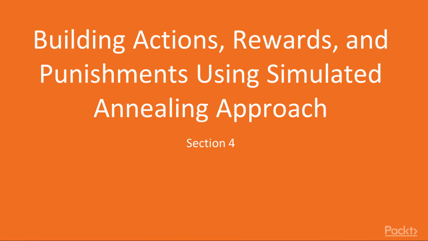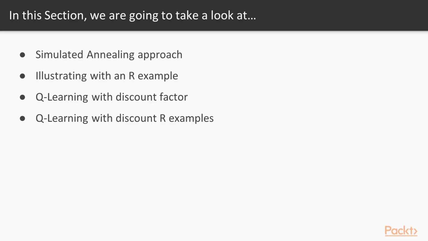Now we begin the fourth section entitled Building Actions, Rewards, and Punishments with Simulated Annealing Approach. In this section, we'll first begin by describing the simulated annealing approach, and we'll take a look under the hood at how it works. Then we'll visit an R example demonstrating how to code the simulated annealing approach in R.